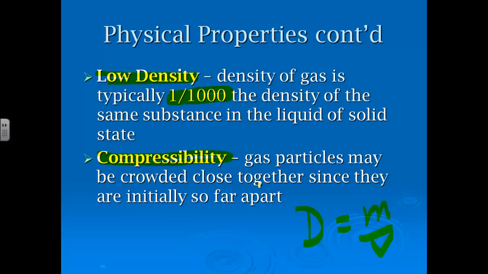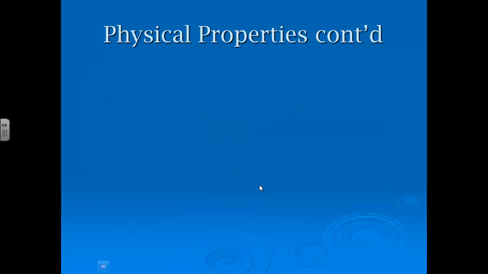And then we have compressibility, which we've already talked about, and that gas particles may be crowded very, very close together since they are initially so far apart. Okay, and so what we have for compressibility, this is mostly due to assumption number 1, because it stated that they were so far apart. And same thing for low density. This also is mostly due to number 1, because they're so far apart from where they start.